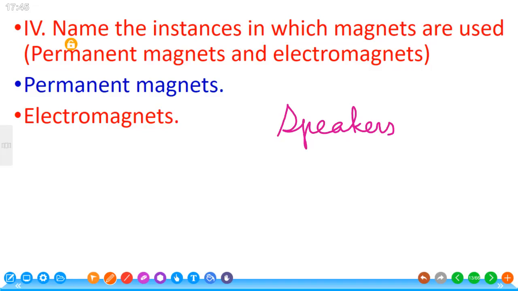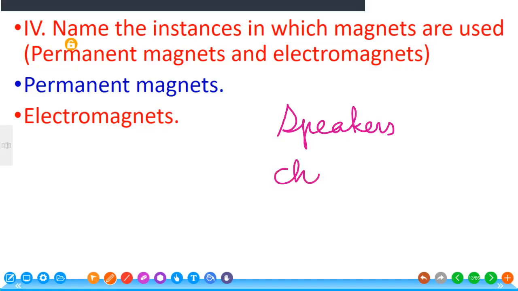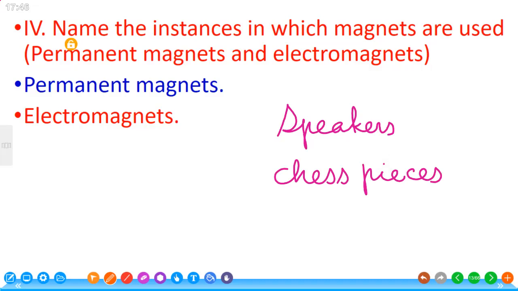Now speakers, pencil boxes, and even chess pieces, and even magnetic boards, or normally we call them Maggie boards. Even in Maggie boards, we know that there are some buttons which are used to fix on the board. Now they are also having permanent magnets.